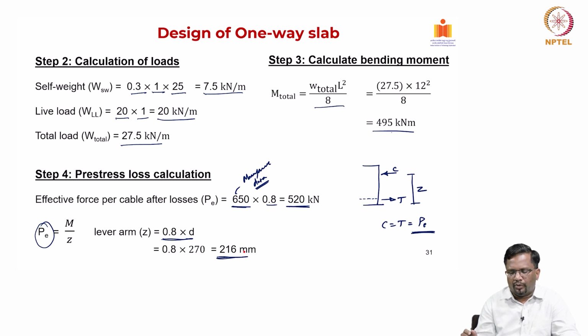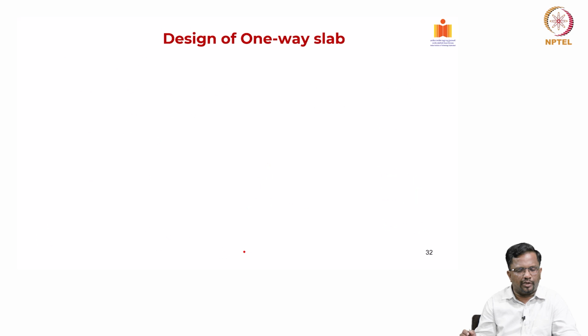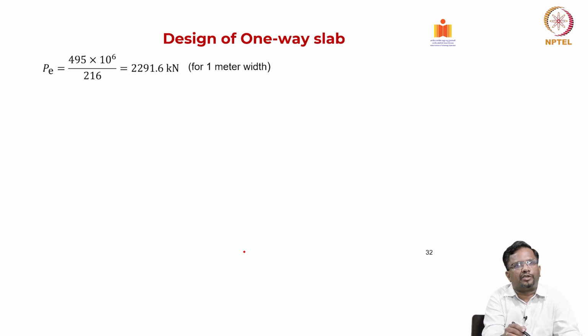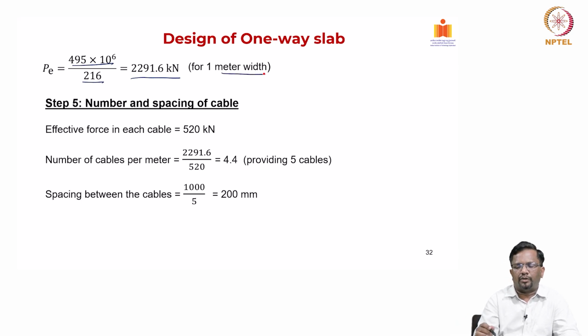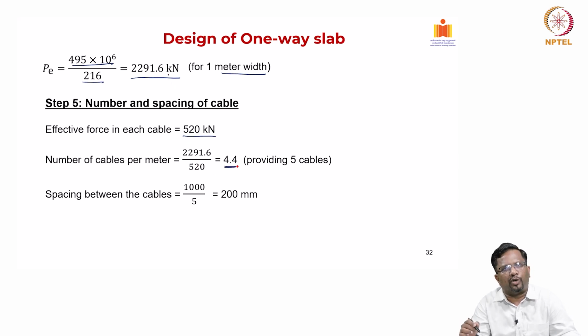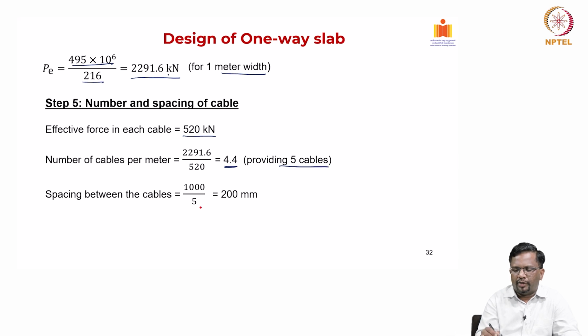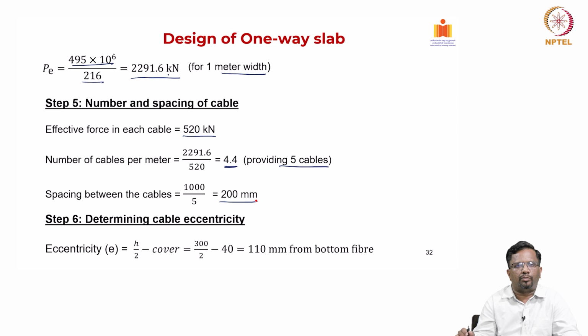Once I know the lever arm, I substitute that, and my effective pre-stressing force is the bending moment divided by the lever arm, which gives me a force of 2291.6 kilonewton for 1 meter width. So, the number and spacing: one cable can give me 520 kilonewton, so this much force I have to apply by providing at least 4.4 cables. Let us say we are providing 5 cables. So, 1000 divided by 5 gives me 200 millimeter spacing, which is a good round number.